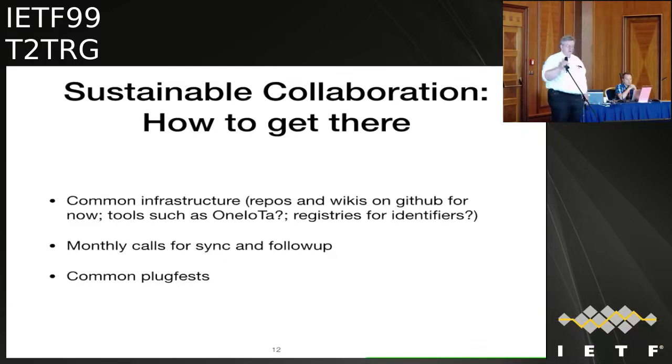And we may want to have other tools, and one thing that repeatedly came up was registries for identifiers. Of course, there is IANA, but there is also Omna, and every organization has their own registry, and sometimes those are too heavyweight. So are there maybe more lightweight registries for identifiers that can be used?